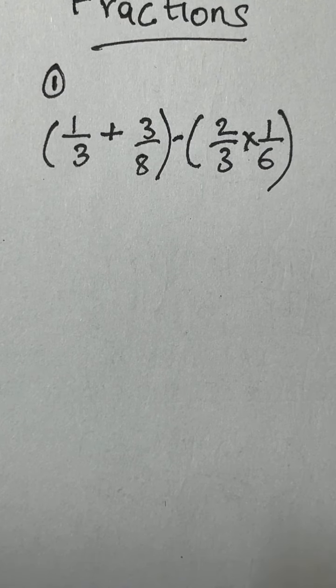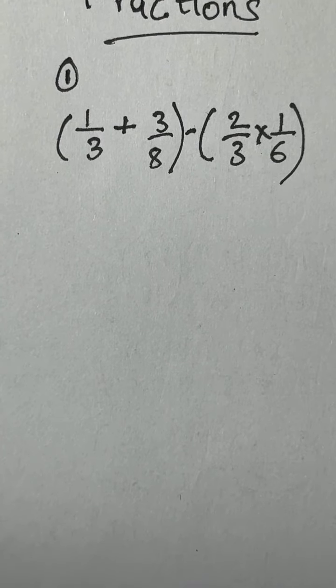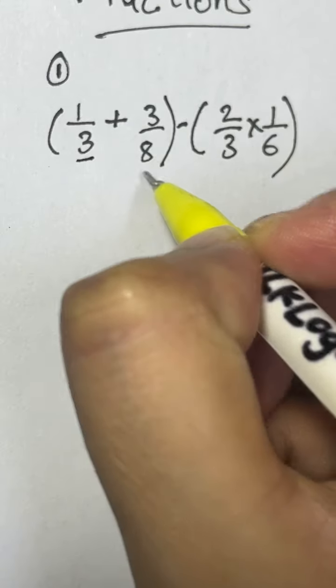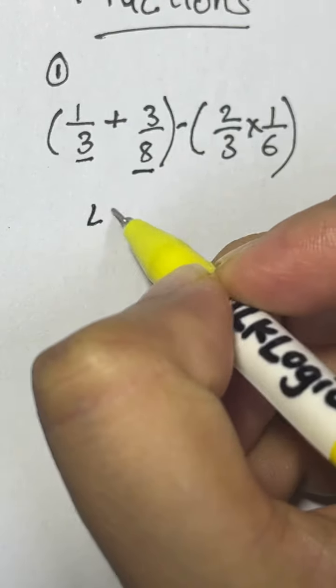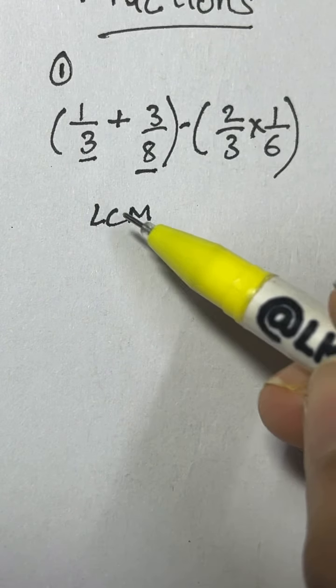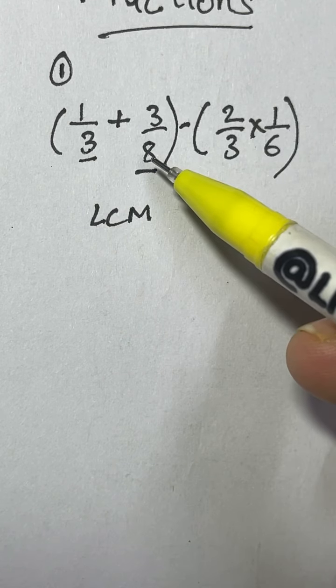The first way is you try to take the LCM. When there's additions and subtractions, you take the LCM. If there's multiplications or divisions, no need to take the LCM. So what are we going to do? We're going to take the LCM for 3 and 8. And how do we find the LCM? It's the least common multiple, the smallest common multiple between the 3 and 8 times tables.